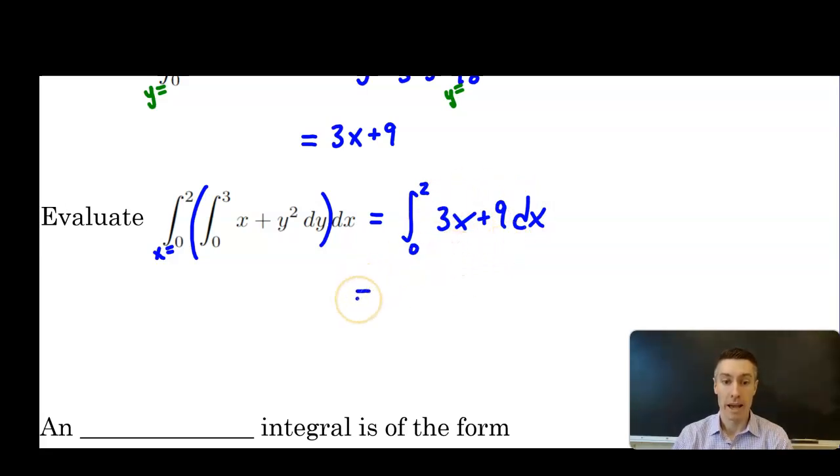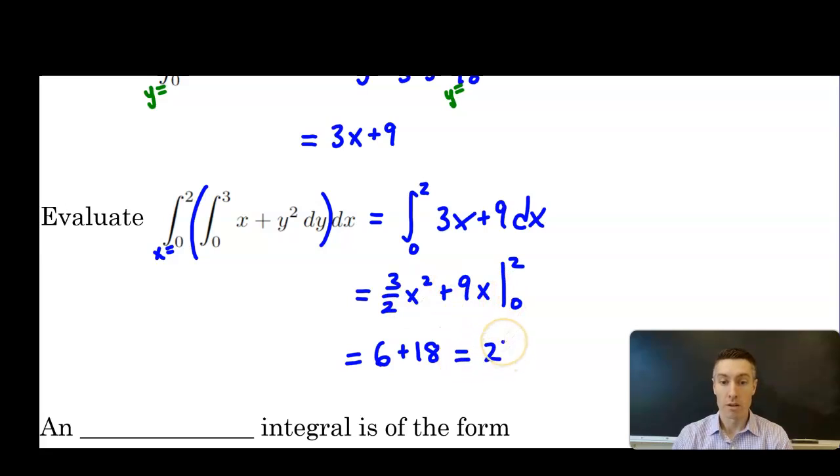Integrating with respect to x, 3 over 2 x squared plus 9x. Evaluate that from 0 to 2. Again, these are x values. So we'd have 4 times 3 halves, so that's 6. And then 9 times 2 is 18. And if we input 0 for both those terms, we would get 0. So 24. So there's our first double integral.